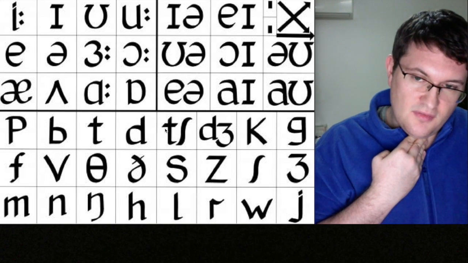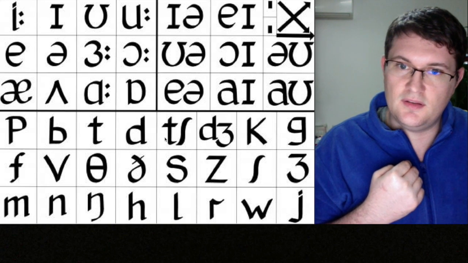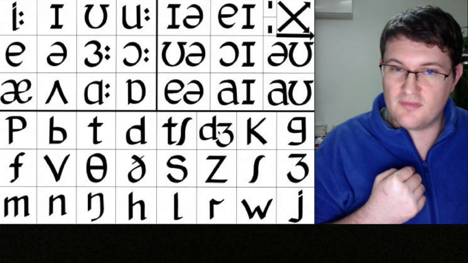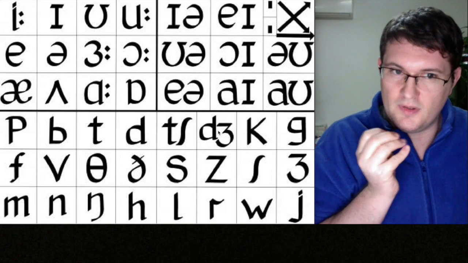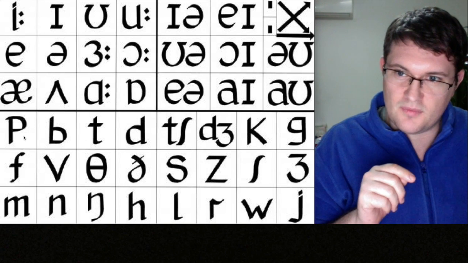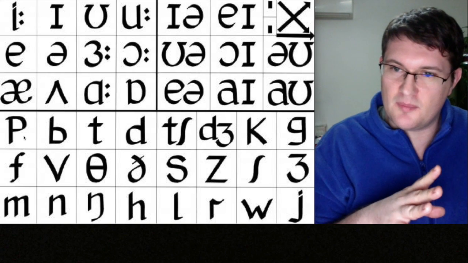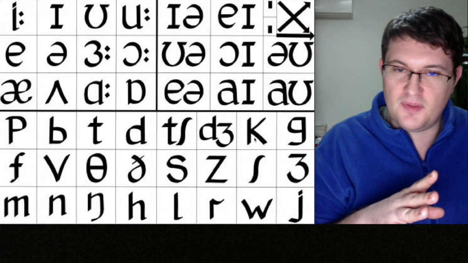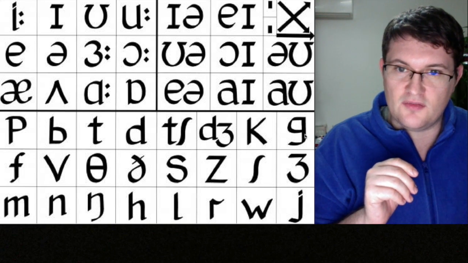All of these ones, p, b, t, d, k, g, these six are called plosives. Just think of explode. You hold it, look at this one, you hold it, and then a puff of air comes out. Same thing with these two, k and g. These are all called plosives.